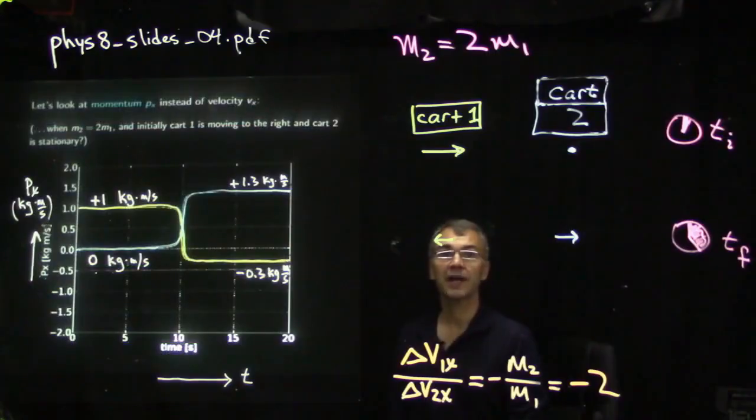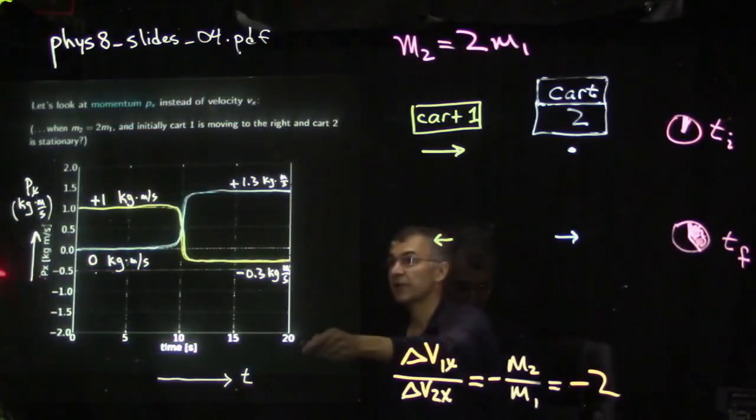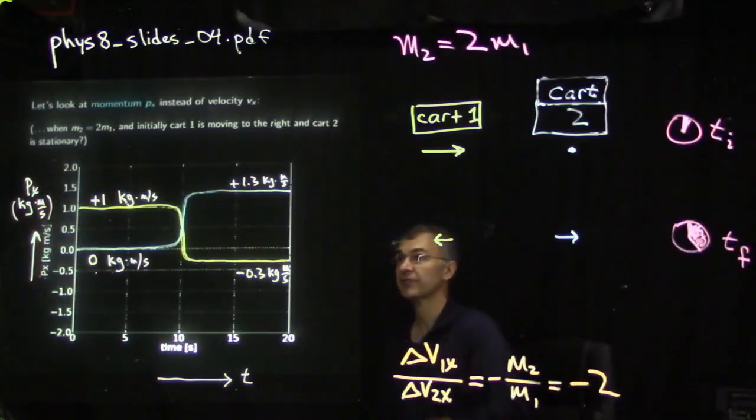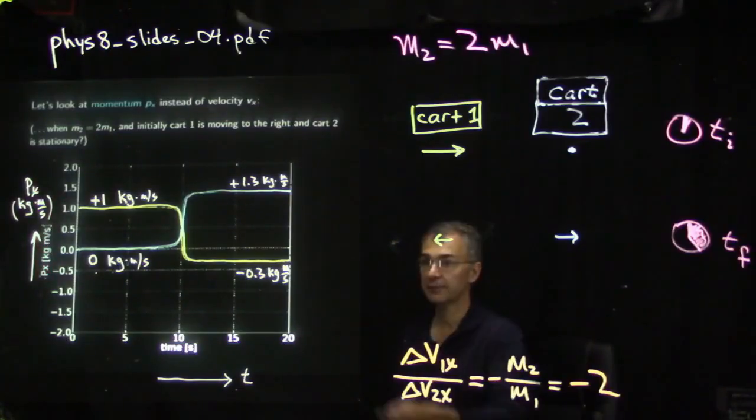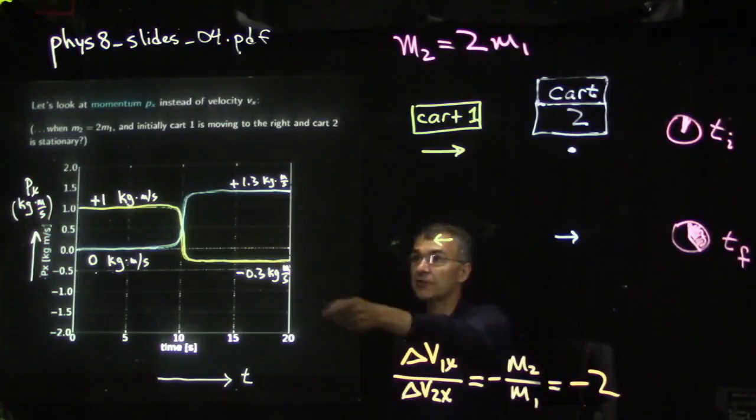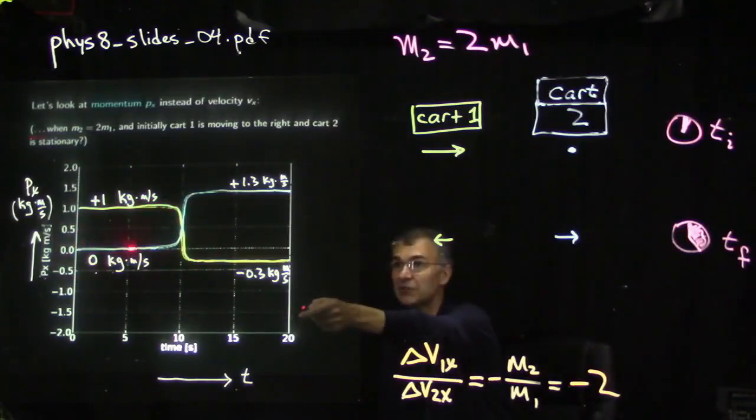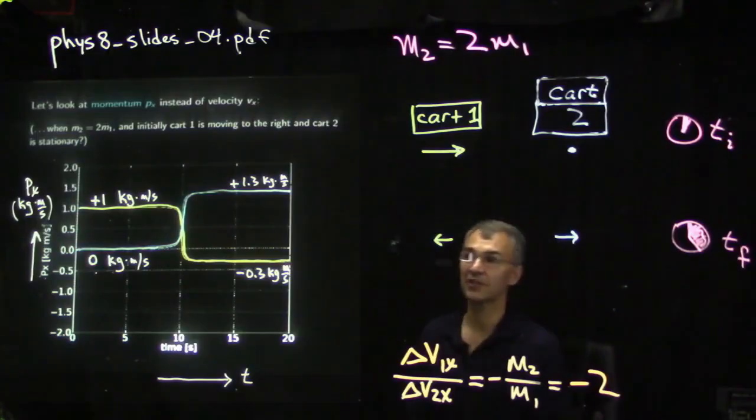Looking instead at a graph of momentum versus time instead of velocity versus time, so we have the x component of momentum on the vertical axis, and momentum has units kilogram meters per second, and we still have time on the horizontal axis. We see cart 1 goes from +1 kilogram meter per second down to -0.3. That's a change of -1.3 kilogram meter per second. And cart 2 goes from 0 up to +1.3. That's a change of +1.3 kilogram meter per second.